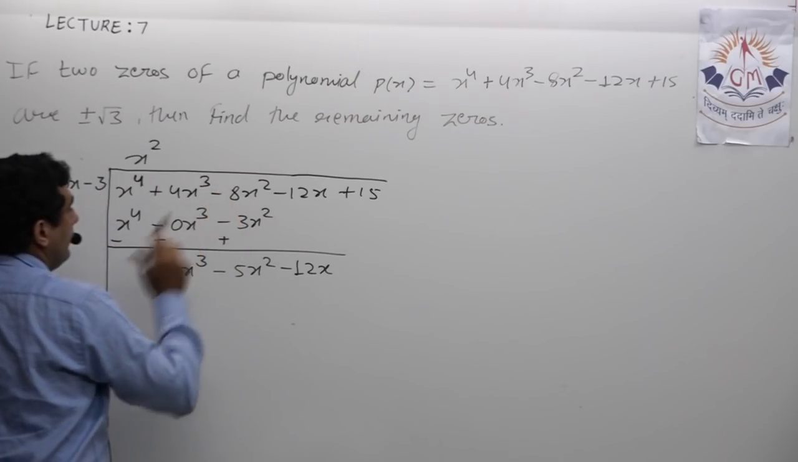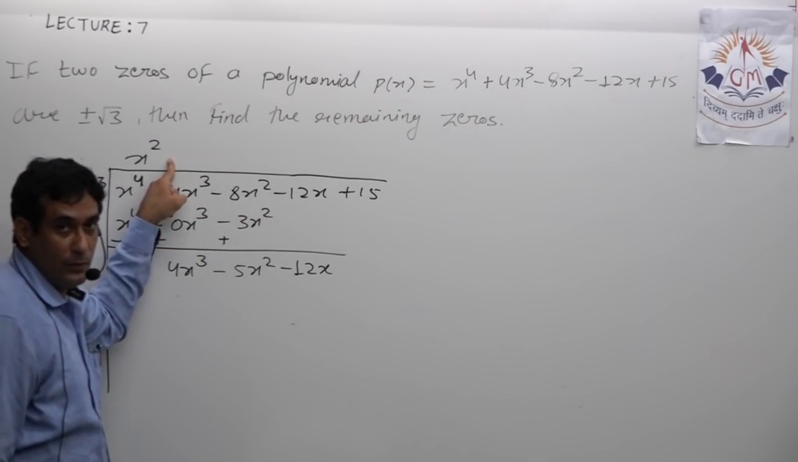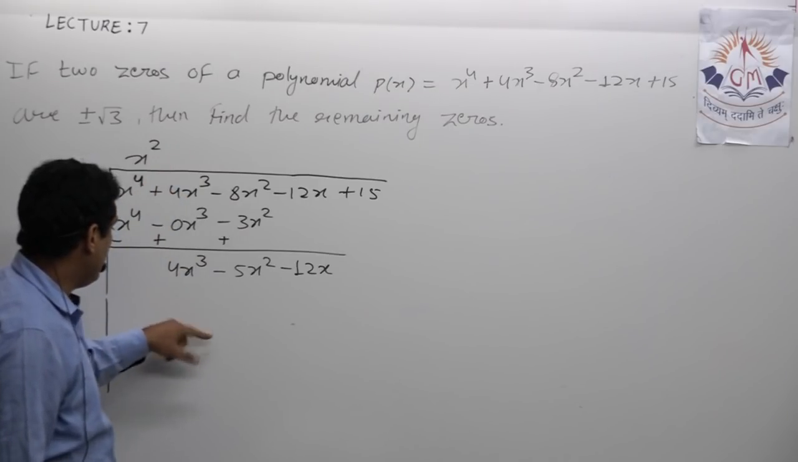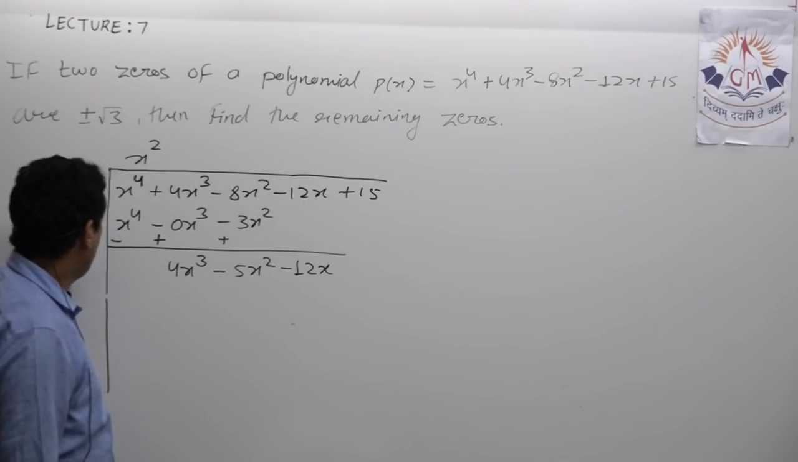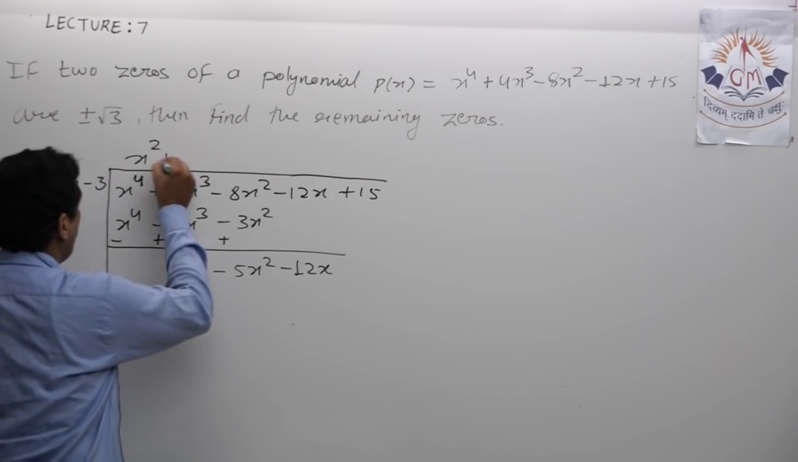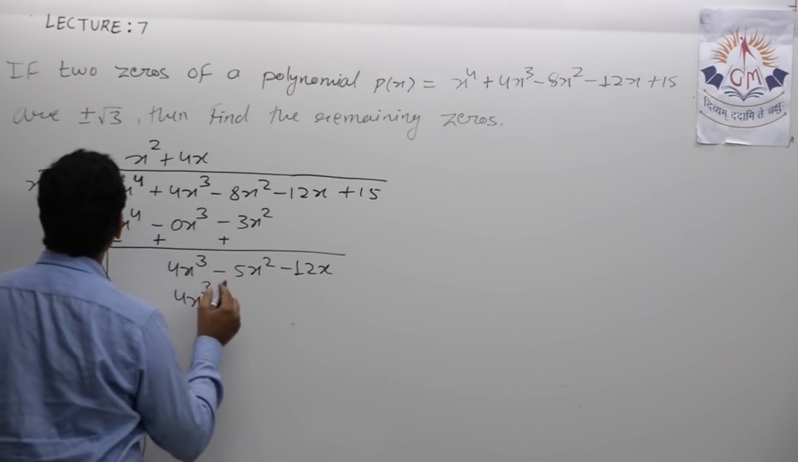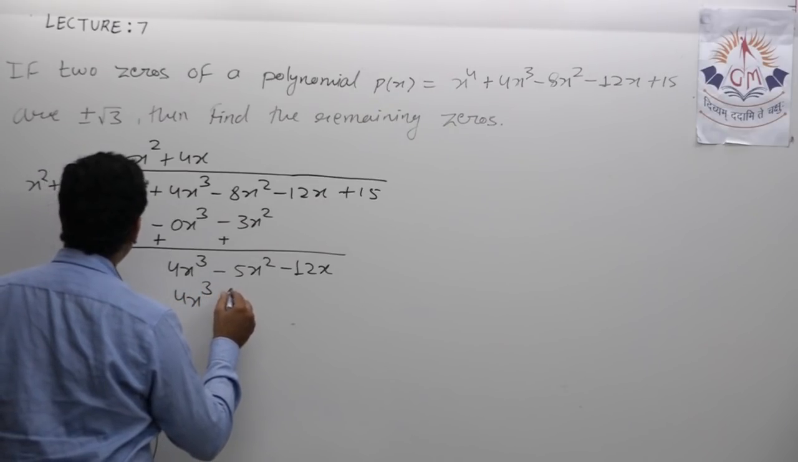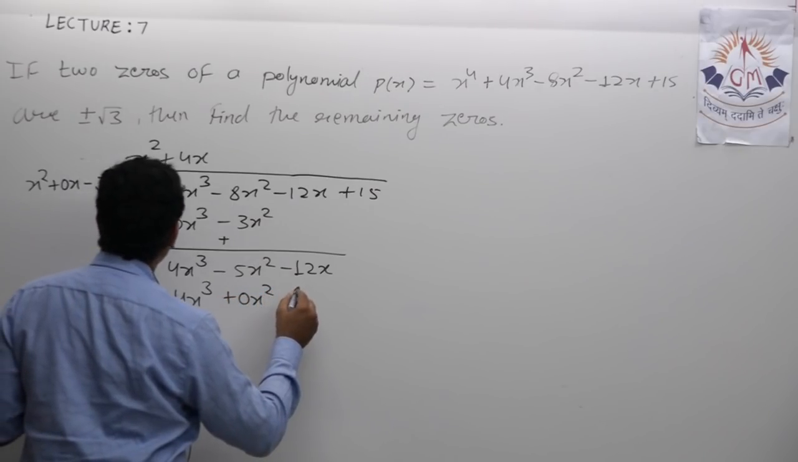Okay, now next, to obtain the second term of the quotient, I will divide the first term of the new dividend by the first term of the divisor. So I will get plus 4x. So that is 4x cube plus 0x square minus 12x.